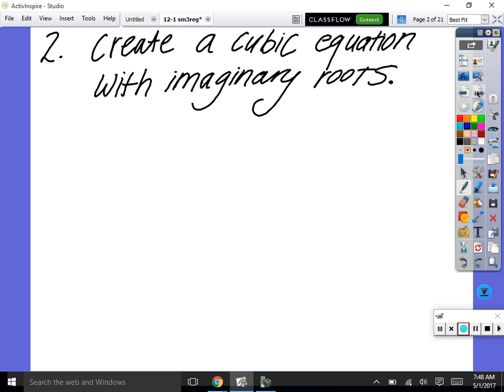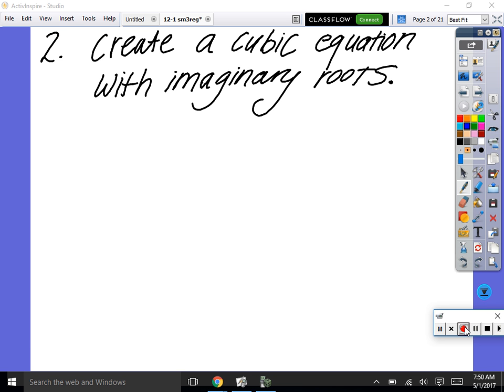So create a cubic equation with some imaginary roots. Go. Yours is going to be different than your neighbor's, hopefully. Ready, set, go. A few people are getting there. I saw Abby's on the right track. I saw a few others. Lydia, I think you were on the right track. Yep. Some of you are on the right track, some of you are almost there, and then some of you are way off. So let's talk about it.